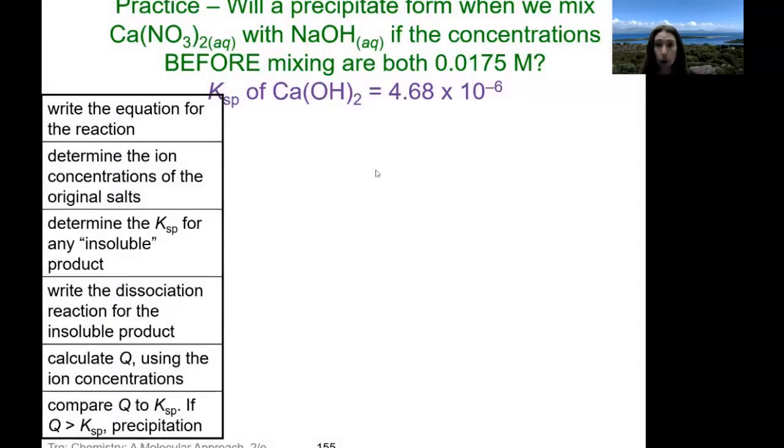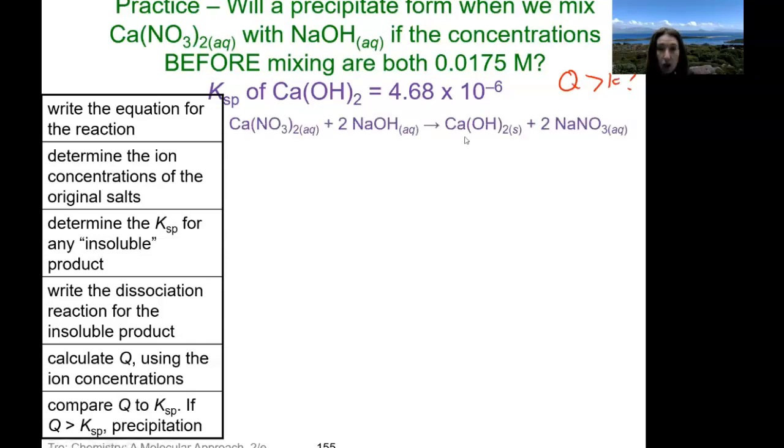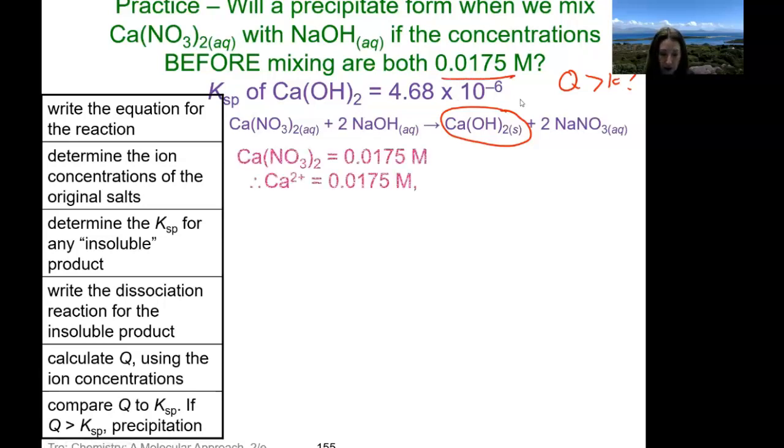All right, so we want to know, will it precipitate again? So we have calcium nitrate and sodium hydroxide, and the concentrations of both are 0.015. Okay, so here's our KSP of calcium hydroxide. So that's what we're going to compare our Q to. So the question is, is Q greater than K, right? That's our question. So that's our K that we're going to keep our eye on. Here's our overall reaction. But again, this reaction doesn't really mean anything to us, because what we care about is the calcium and the hydroxide, right? And remember, the concentration of both of them are 0.0175. So 0.0175, 0.0175, same concentration.